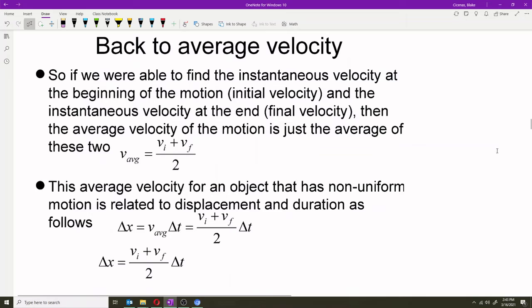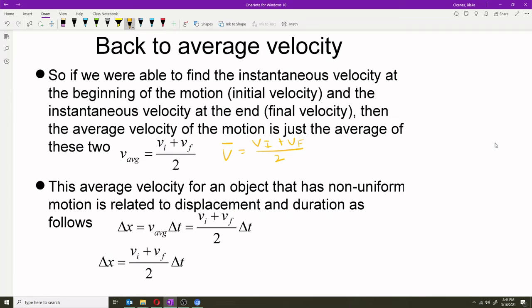So if we're able to find the instantaneous velocity at the beginning of the motion and the instantaneous velocity at the end of the motion, then we can just average the two. And this is what we used to solve a lot of our problems: the average velocity is the initial plus the final divided by 2. I will generally write that as V = (VI + VF)/2 with capitals instead, because it's a little bit easier to write.